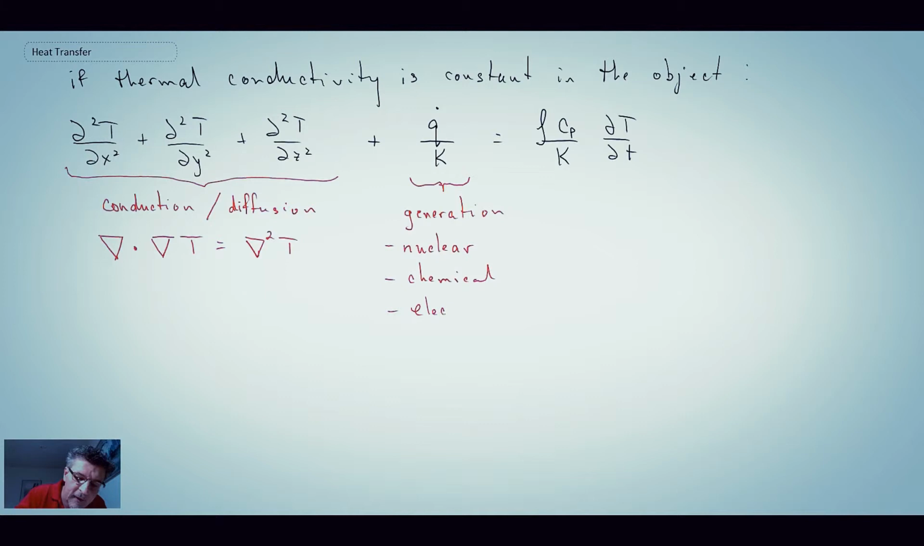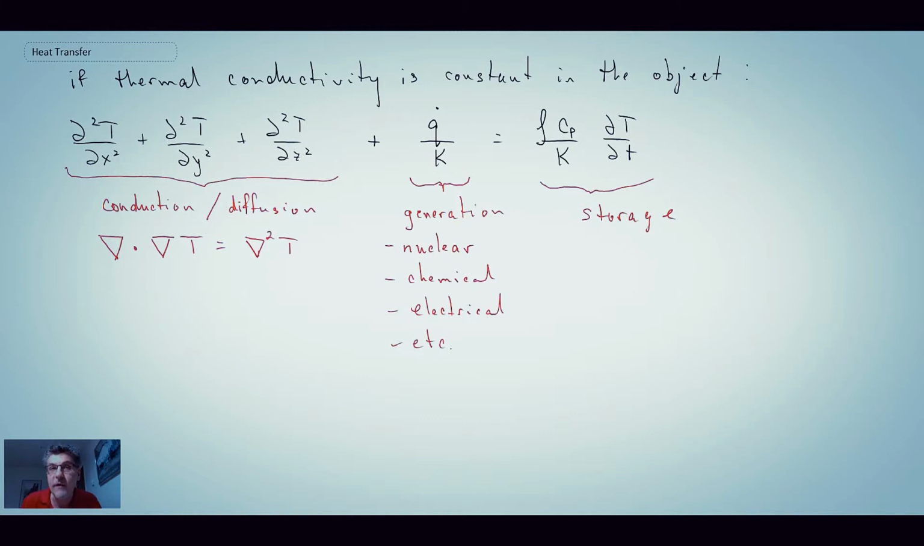Electrical resistance, we have the heating effect within electrical resistors, and that can also generate energy. And so there are other forms that you can generate energy. Those are examples of energy generation. And then finally, on the right-hand side, this is our storage term, so energy storage. That is the heat diffusion equation in its most non-simplified form, so in its most general form.